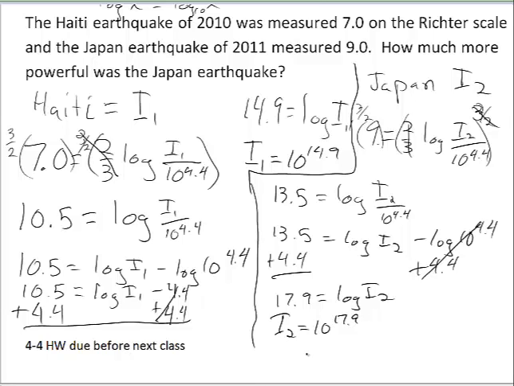This is all well and good, but we want to know how many times more powerful the earthquake in Japan was. So we take this value, I1, and divide that into I2. So I2 divided by I1 is 10 to the 17.9 over 10 to the 14.9. Now if we think about it, we have the same base, different exponents. This is 10 to the third. But 10 to the third is 1,000. So just by going up 2 numbers on the Richter scale, what we have is an earthquake that is 1,000 times more powerful. And again, to me, that's fairly amazing.